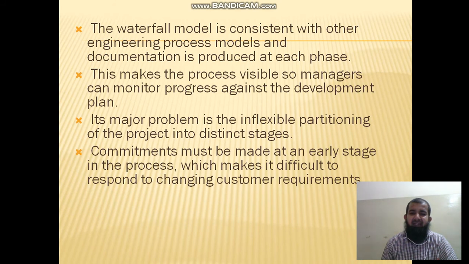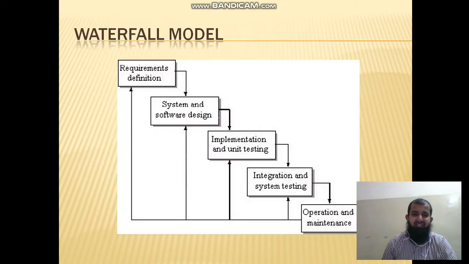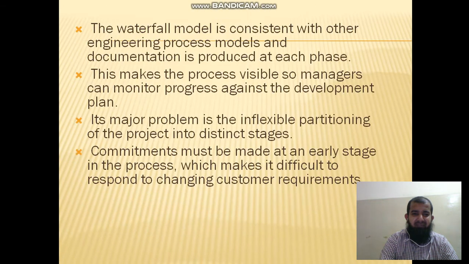Commitment must be made at an early stage in the process, which makes it difficult to respond to changing customer requirements. In the early stage you make the requirements. Once they are finalized, you go for system and software design. So again, if you want to change the requirements, you can't go back. That is the disadvantage of the waterfall model. Commitment must be made at the early stage only; you can't change the requirements.